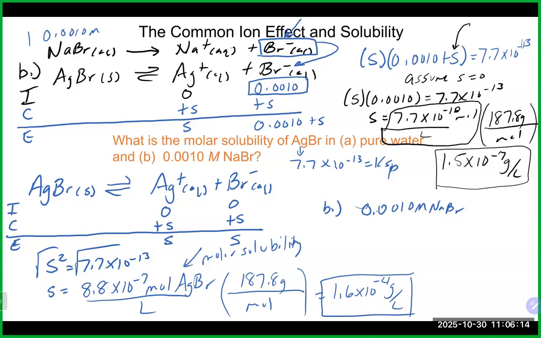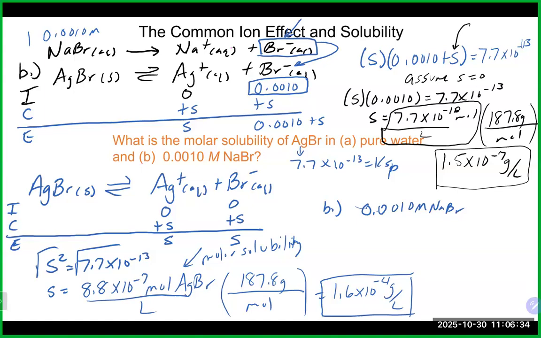First off, any questions on that calculation? You can check your assumption here. So if you take 7.7 times 10 to the minus 10 and divide it by 0.001, you're good. You're nowhere even near 5%. So I would say in a lot of cases, your assumption should be pretty good on these since the K value is very, very small.